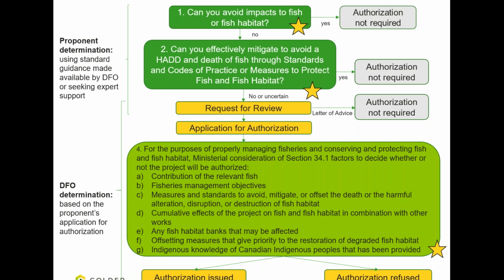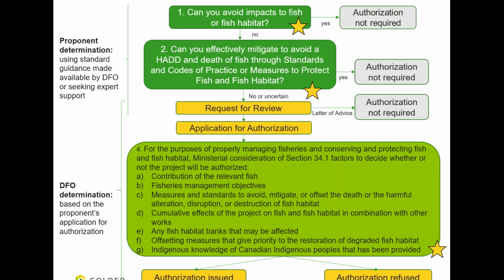If you can't meet that fairly tight definition of works, then you look at whether you can effectively mitigate and avoid harm and death of fish. First, if there's a standard or code of practice in place, and you can meet all the conditions, then again an authorization is not required, and you can submit a notification to DFO. If you're uncertain, if there's a bit of gray area, the recommendation is that you should go forward and submit a request for review.